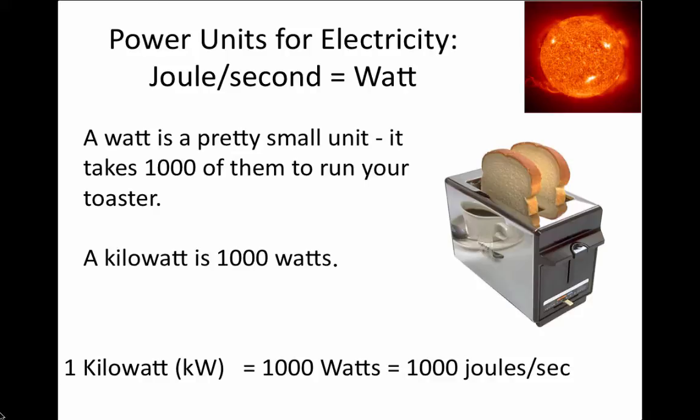So again, 1 kilowatt equals 1,000 watts, and a kilowatt is a rate. It's how fast something is producing or consuming energy, in this case, electrical energy. And it's also equal to 1,000 joules per second, because 1 watt is a joule per second, so 1,000 of them is 1,000 joules per second.